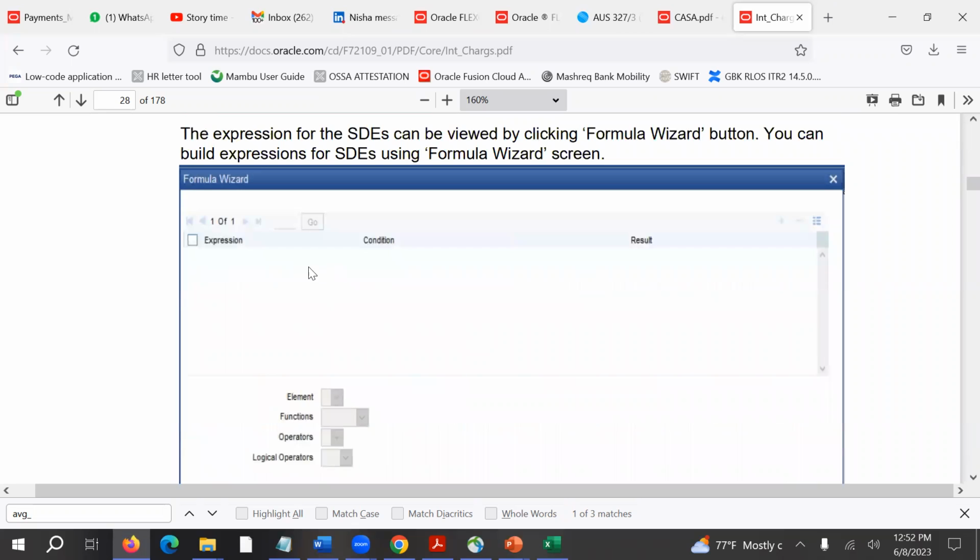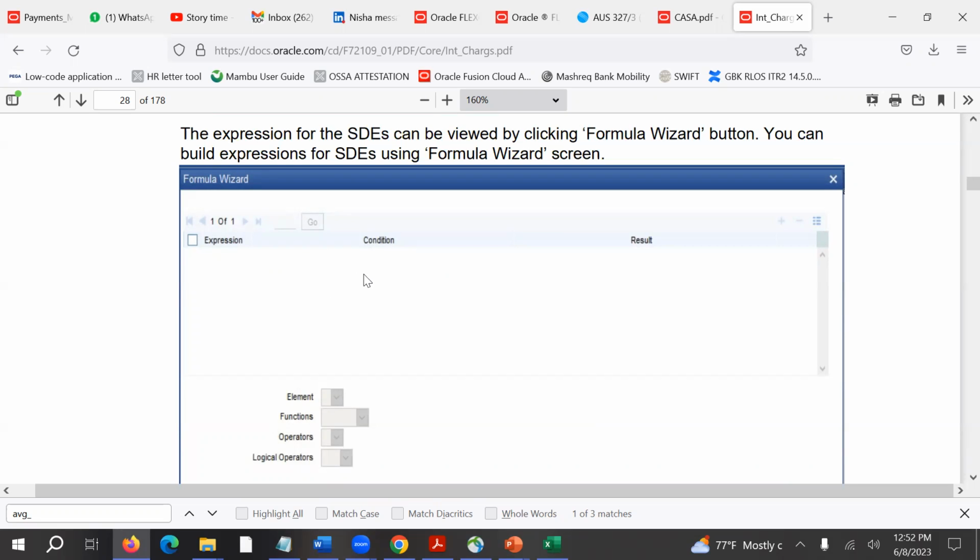This is how a formula wizard looks. Here, if I click plus, I'll get an expression where we put expression number 1, condition and the result. This works like an if, else if condition only. I can have more expressions. If I have only one expression, then it is if condition, end if, that's it. If I have a second expression, it is if, else if, and end if, like that.